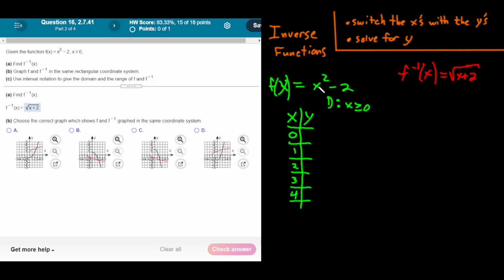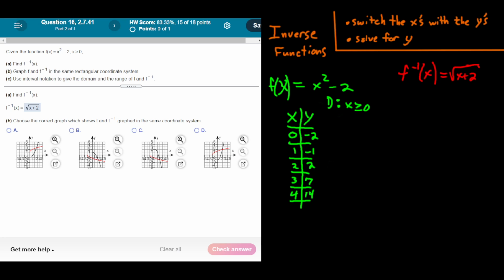So plug a 0 in, it'll be 0 squared, which is 0. 0 minus 2 is negative 2. We have 1 squared, so that's 1 minus 2, which is negative 1. 2 squared is 4. 4 minus 2 is 2. 3 squared is 9. 9 minus 2 is 7. 4 squared is 16. 16 minus 2 is 14. And you can see that this right here would be your graph. So once we mark those up, we'll be done.